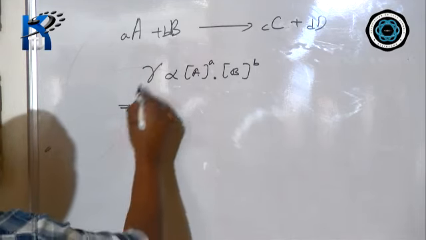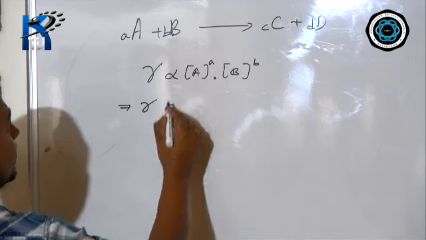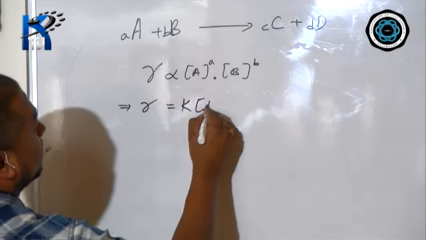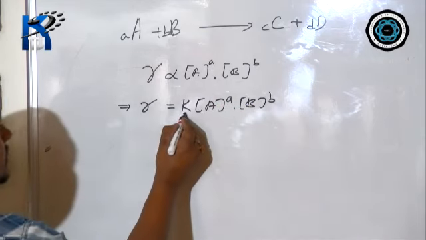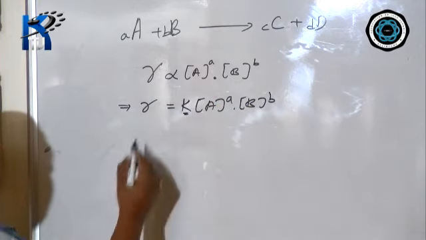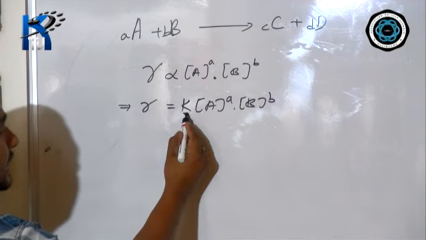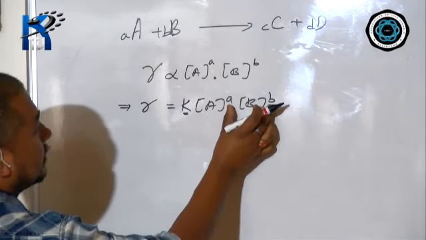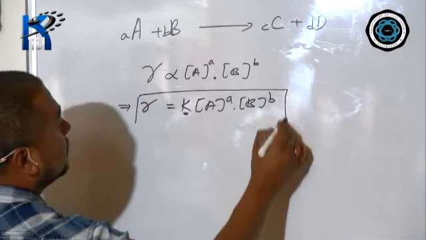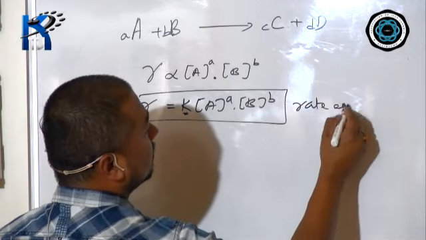Whenever we open up a proportionality symbol, a constant has to come. So when you replace the proportionality symbol, a constant will come, and that we put out here is K. This K is known as the rate constant. Rate of reaction is represented by small r, rate constant by K, and this A and B are the concentrations of the reactants A and B, and these are the coefficients. This expression which we got from rate law is called the rate equation.